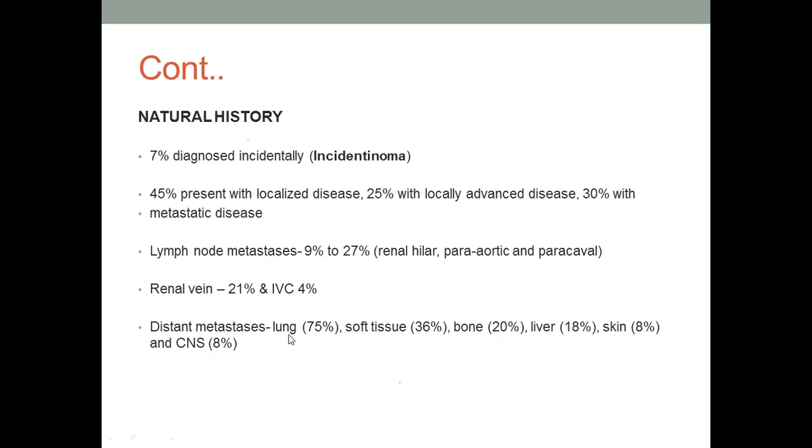Natural history, as I said earlier: diagnosed incidentally as an incidentaloma, 45% present with localized disease, renal vein invasion is seen in 21%, IVC involvement in 4%, and distant metastasis can be one of the presentations, in which lungs, bones, liver, skin, and the CNS are the common sites.